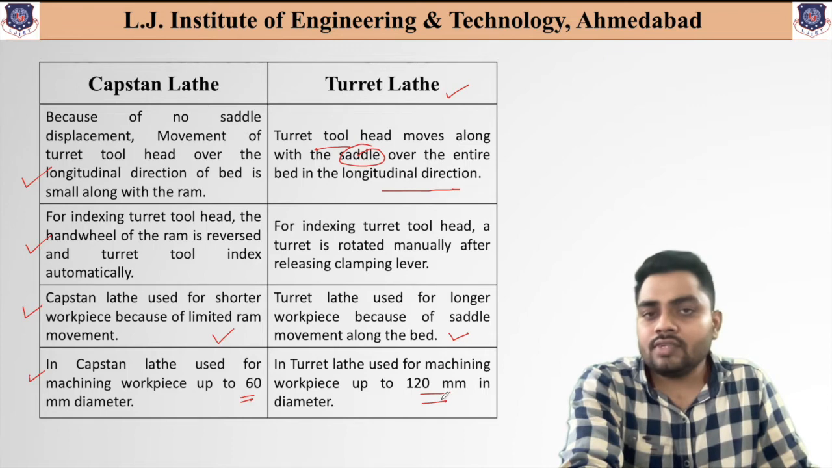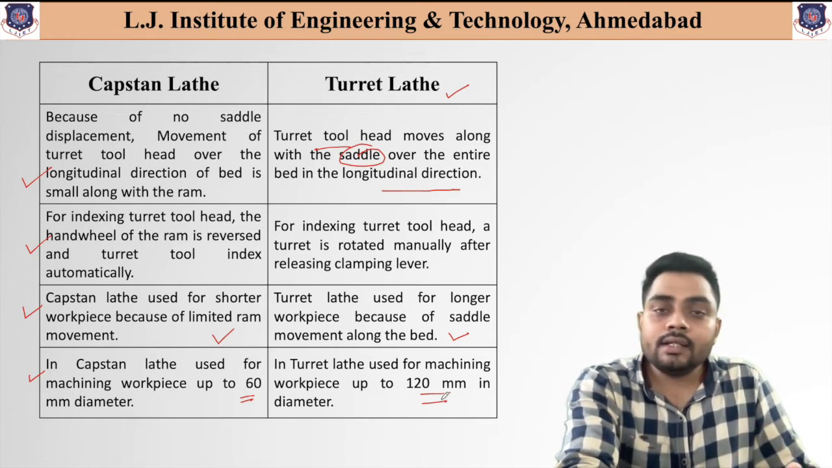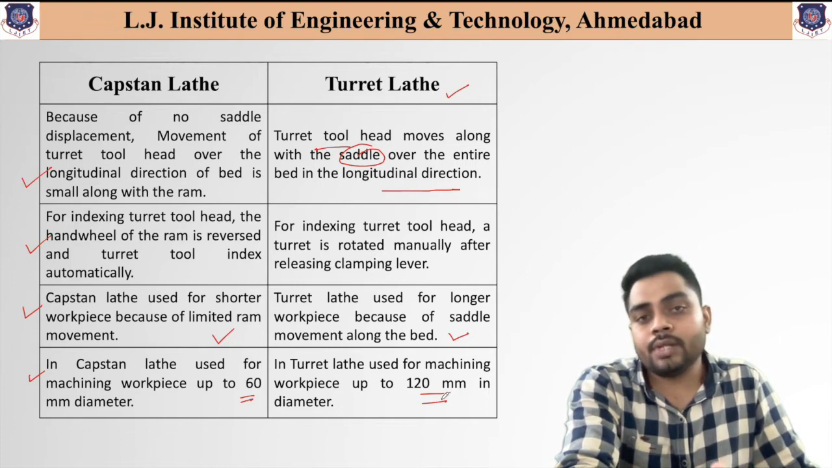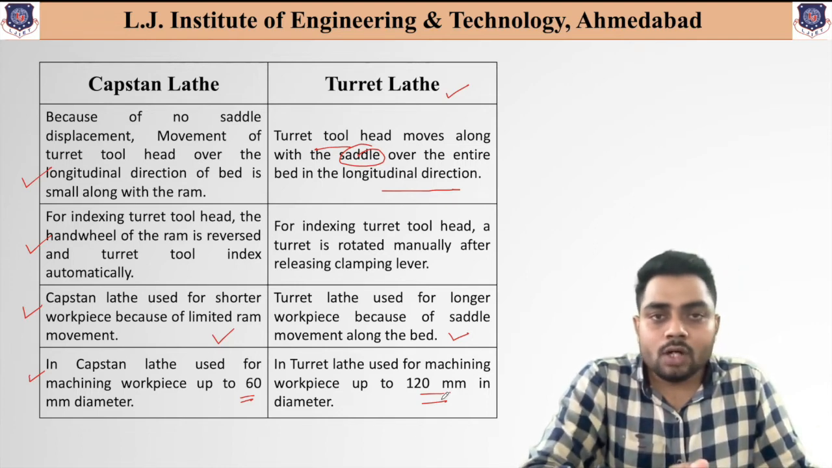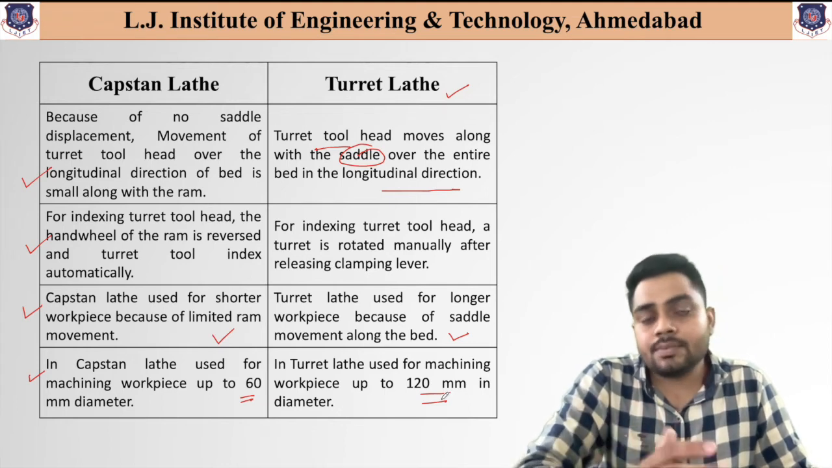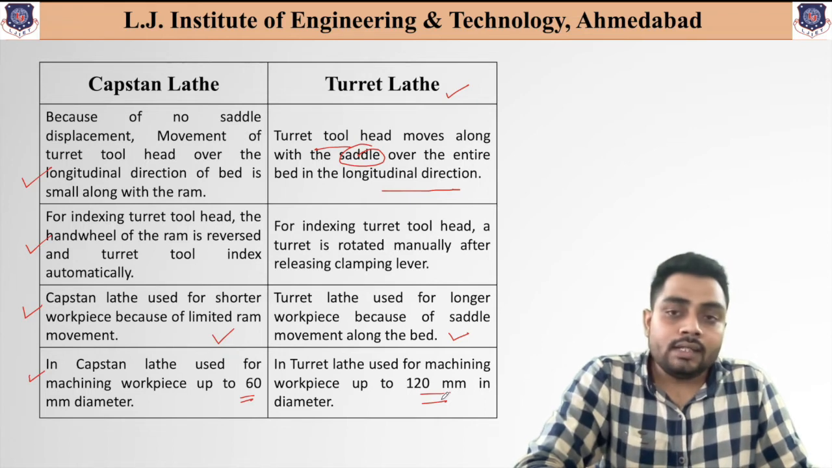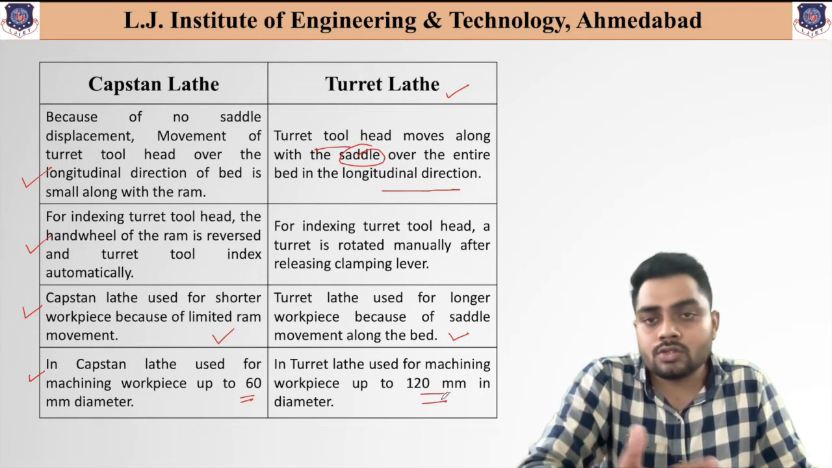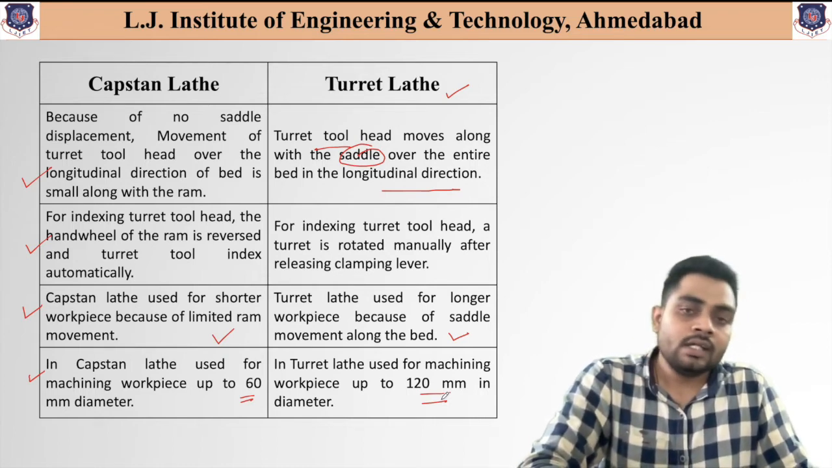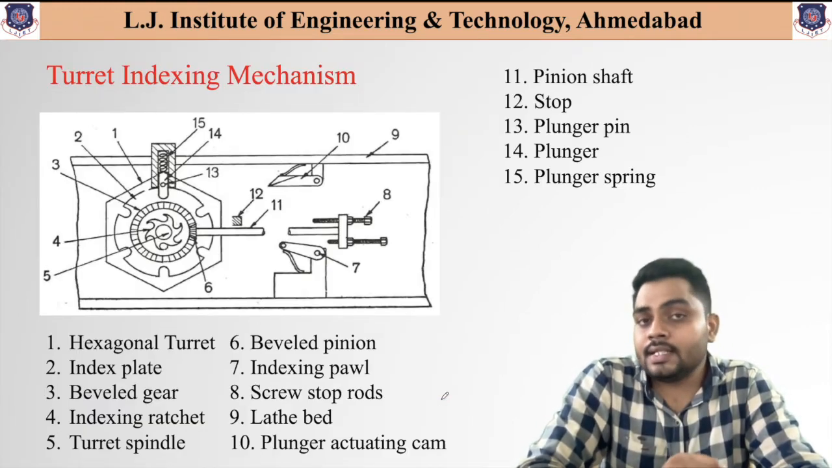So these are some of the advantages and limitations of the capstan and turret lathe, and from these you can easily compare these two lathes. I hope you got the clarity about the major differences between the capstan and turret lathe and how they differ from the standard lathe, considering the construction, parts, and movement, which we have seen clearly. Now we will understand in detail the turret indexing mechanism.